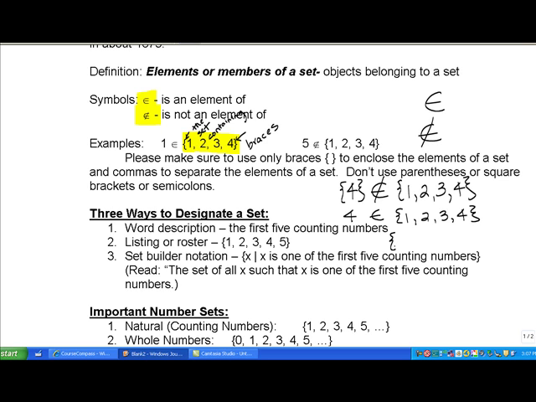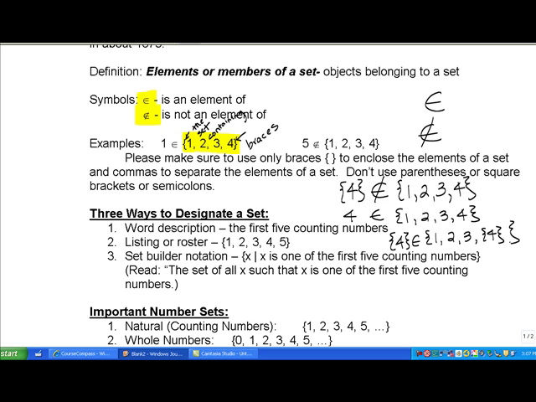We would have to have the set like this, to be able to say that that set contains the set containing 4. So we'd have to have braces around the 4. Now, there are 3 ways to designate a set.